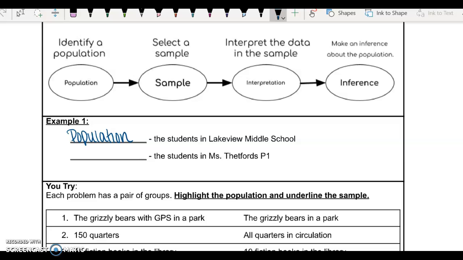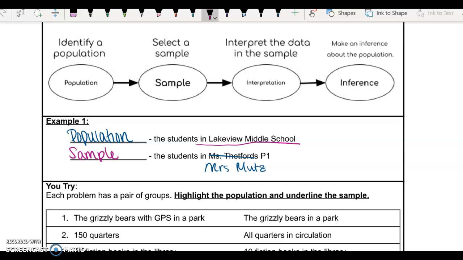The students in Miss Thetford's P1, or if you are in Miss Mutt's, then we can just say Miss Mutt's P1. Since we're talking about just a small group, this would be a sample. These students in either one of our P1s are only a small portion of the overall students at Lakeview. So this would be a sample.